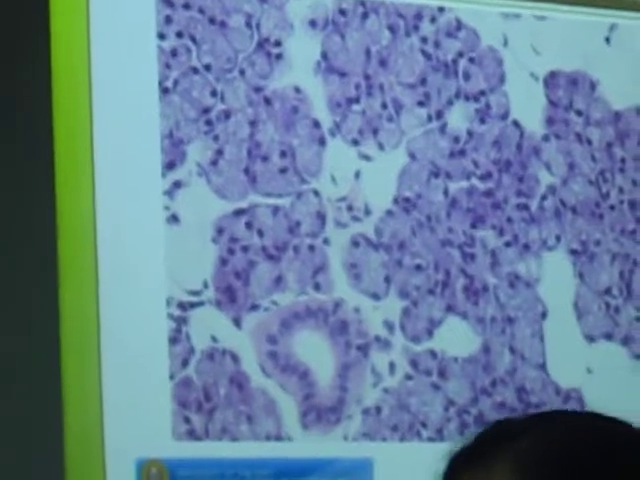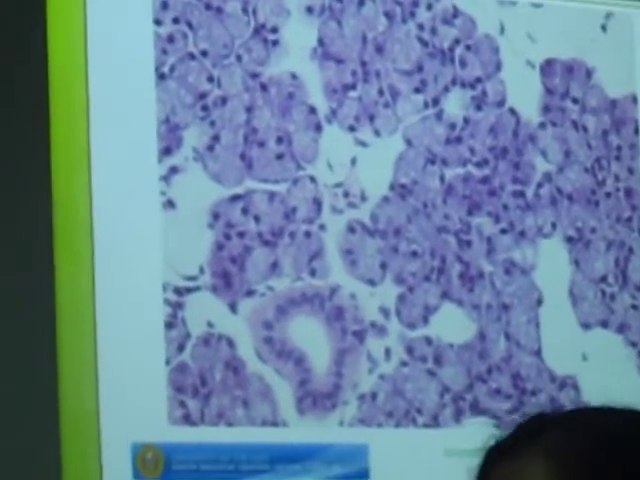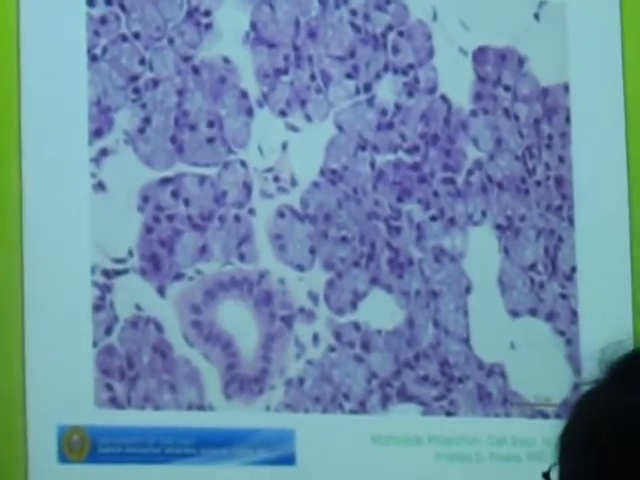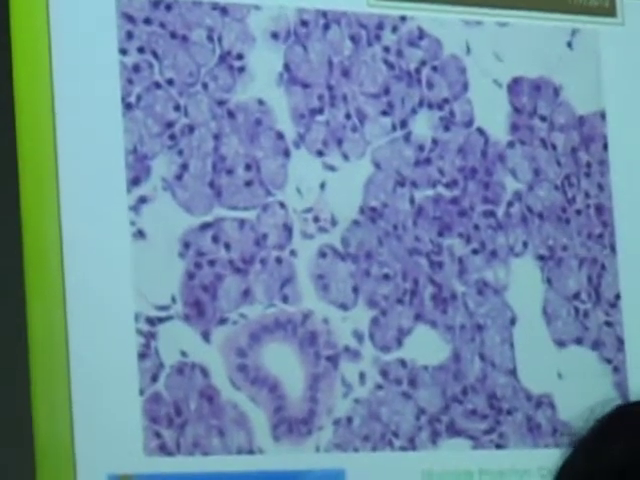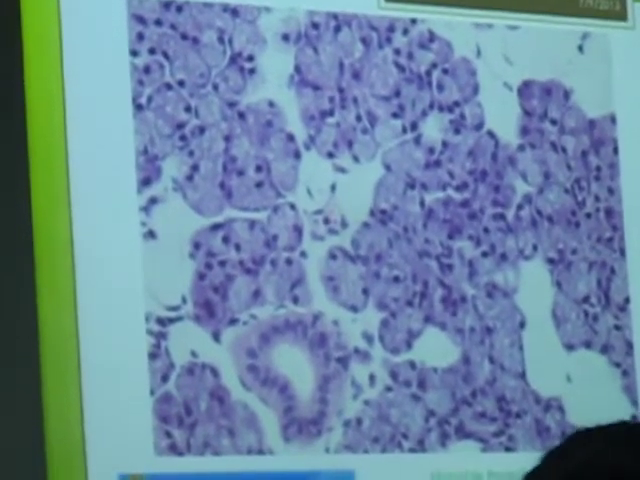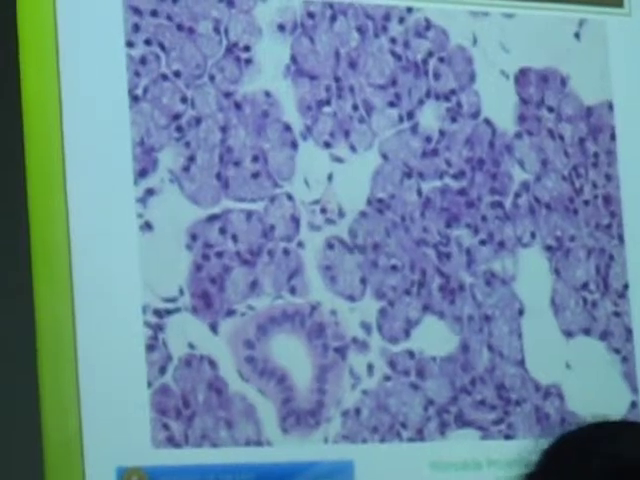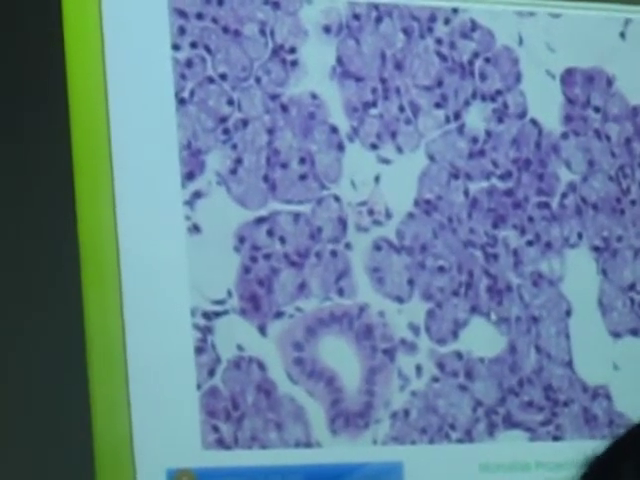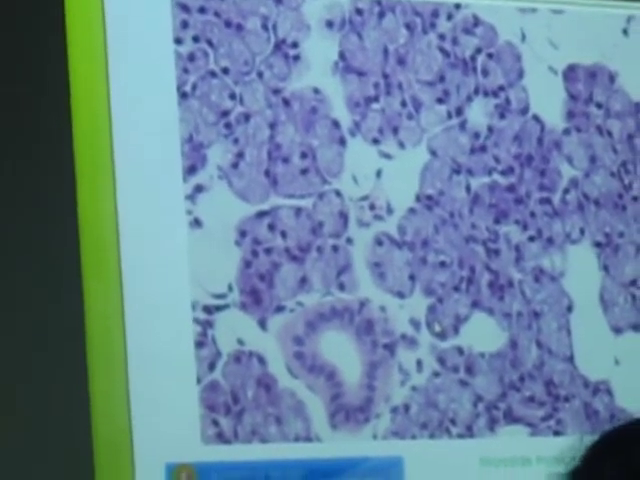Yes, now classify the gland according to the nature of secretion. Ma'am, I think it's serous. Serous, correct. Okay, this is serous gland. Now classify next. Your seatmate. Next.